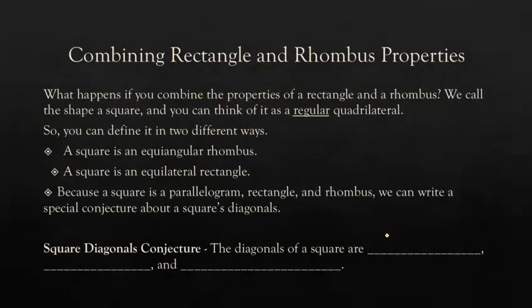The diagonals of a square are congruent, just like a rectangle. They are perpendicular, just like a rhombus. And they bisect each other, just like all parallelograms. So those are the properties of special parallelograms.